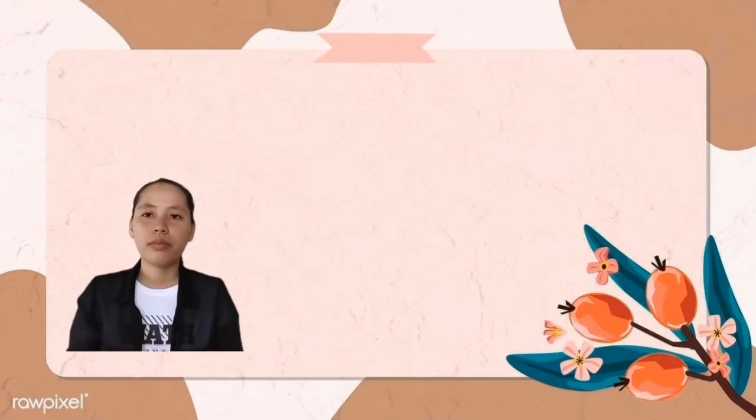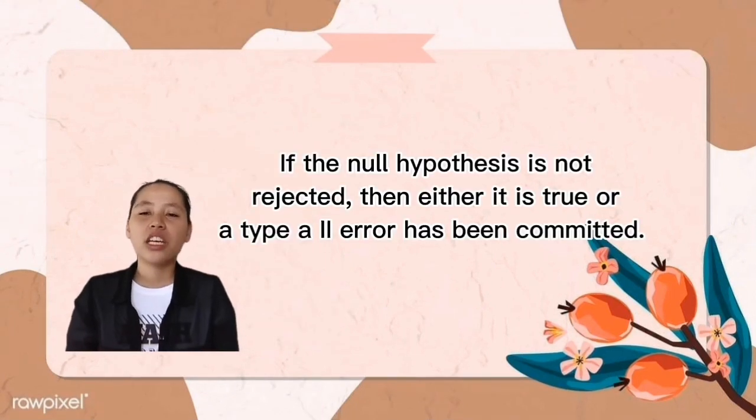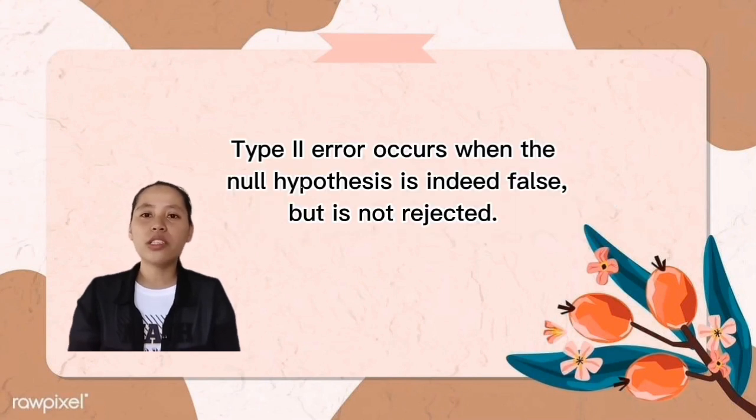The 95% interval does contain the hypothesized mean mu is 200. Again, there is agreement between the hypothesis test and the confidence interval. On the other hand, if the null hypothesis is not rejected, then either it is true or a type 2 error has been committed. A type 2 error occurs when the null hypothesis is indeed false but is not rejected.